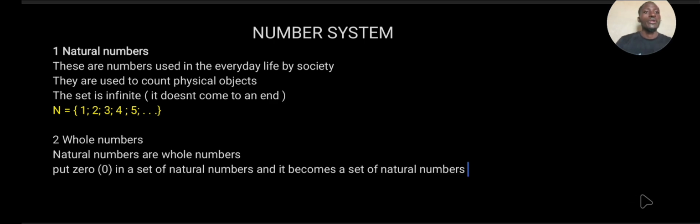So, a set of whole numbers now. Natural numbers are whole numbers, but there is now a 0. Remember, the set of natural numbers starts from 1, but the set of whole numbers starts from 0. So if you take 0 and put it into the set of natural numbers, it becomes the set of whole numbers. The representation of whole numbers in set notation is W, representing the set of whole numbers. It starts from 0, 1, 2, 3, 4 up to infinity, right?